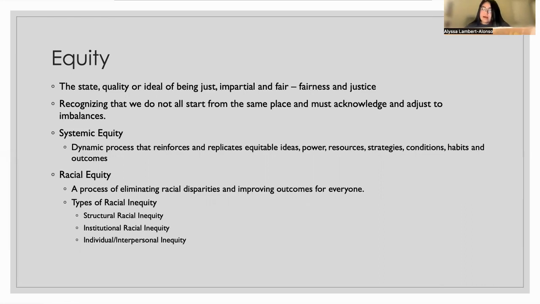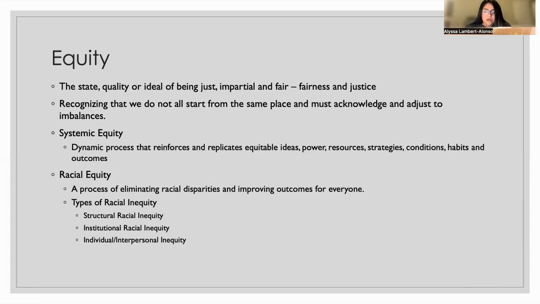So the first type of equity that I came across was systemic equity. It is a complex combination of interrelated elements consciously designed to create, support, and sustain social justice. It is a dynamic process that reinforces and replicates equitable ideas, power, resources, strategies, conditions, habits, and outcomes.